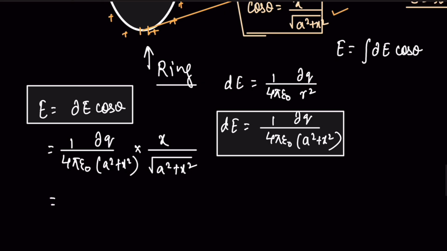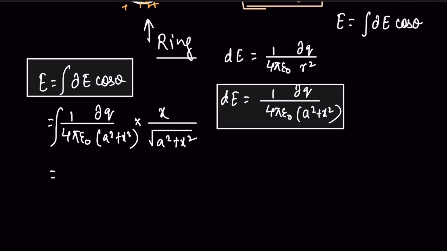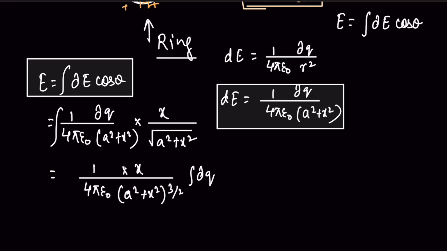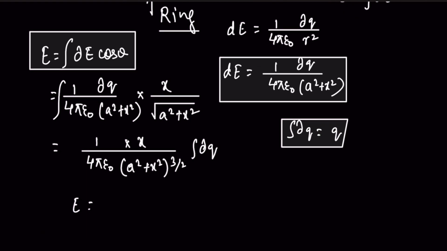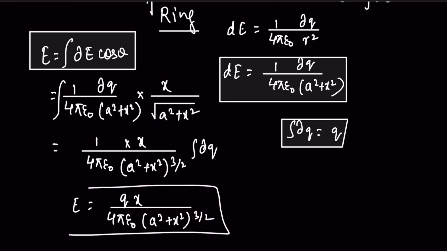For solving, this is our integration here. We can say that it is 1 by 4 pi epsilon naught into x upon (a square plus x square) to the power 3 by 2 into the integral of dq. Everywhere the charge is equally distributed, so the integration of dq will be the total charge q. If we substitute this, the total electric field is equal to q x upon 4 pi epsilon naught (a square plus x square) to the power 3 by 2. So this is the answer to this question.